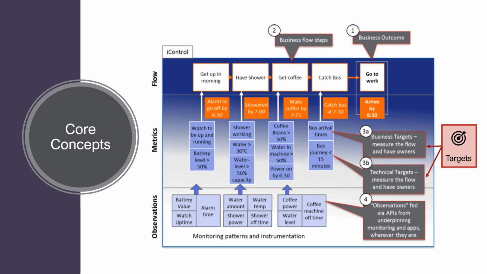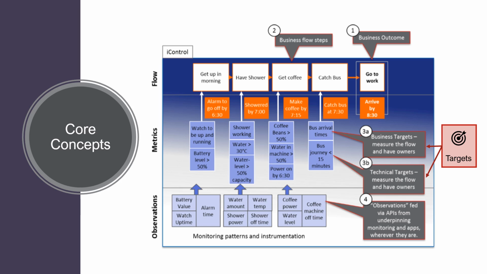We start with your business process. In this case, it's your normal morning routine. We define step 1 as waking up, step 2 is taking a shower, step 3 is getting coffee, and step 4 is catching the bus. And the outcome is getting to work on time, clean, and fully caffeinated.